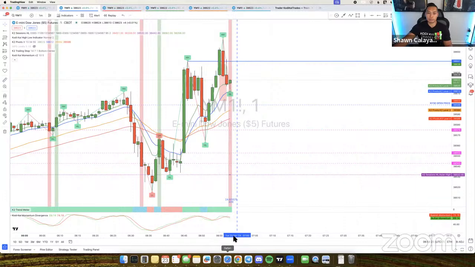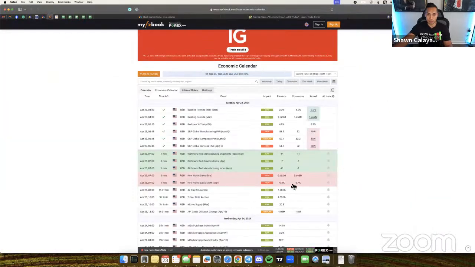Let me check, there's not really much to check here. Price is currently bullish right now. We'll just have to see what comes out here, but this is forecasted to be positive. Last month was 0.662. This month is forecasted to be 0.668. And then new home sales is obviously a big number right there. It was negative 0.3, forecasted to be 2.7.